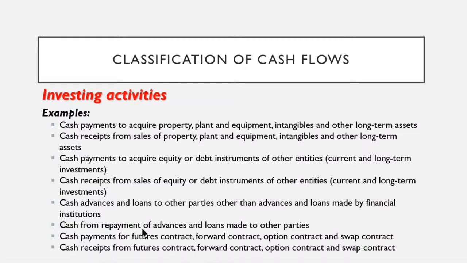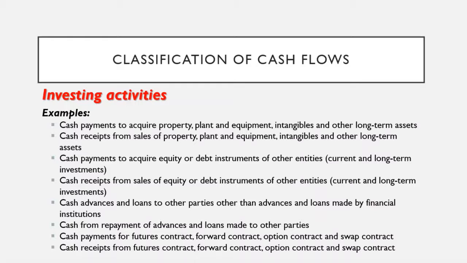Cash repayment of advances and loans made to other parties, cash payments for future contracts, and also receipts from future contracts, forward contracts, option contracts, and swap contracts. Okay, so that's for the investing activities.